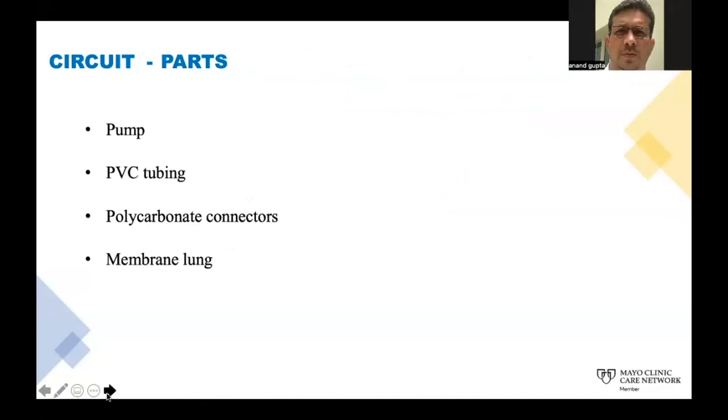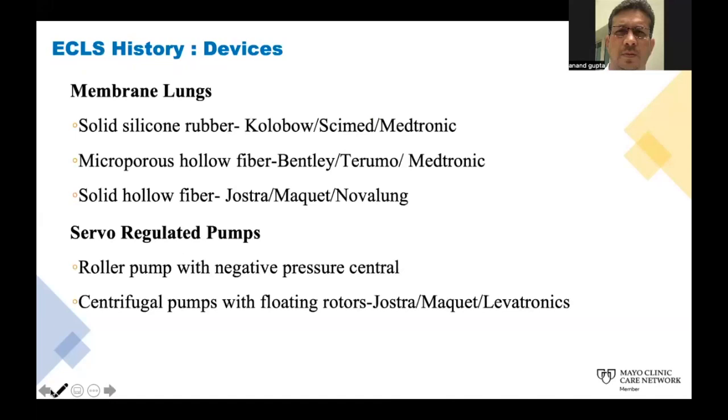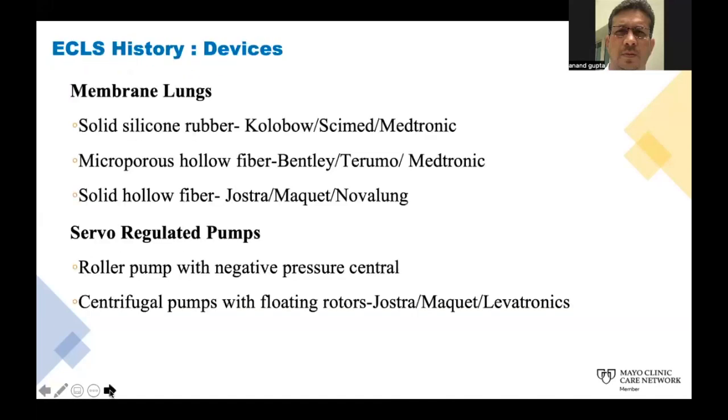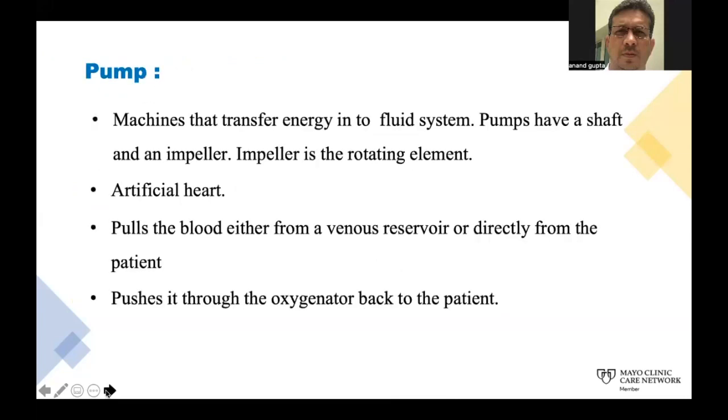So there are different kinds of circuits, and different parts in the circuit like the pump, PVC tubing, polycarbonate connectors, and the membrane lungs. We'll discuss a little about ECLS, the history, and the devices. There are membrane lungs: the solid silicone rubber, microporous hollow fibers, and solo hollow fiber. And the pumps are also of two types, the roller pump and the centrifugal pump. So we'll discuss the pumps first.